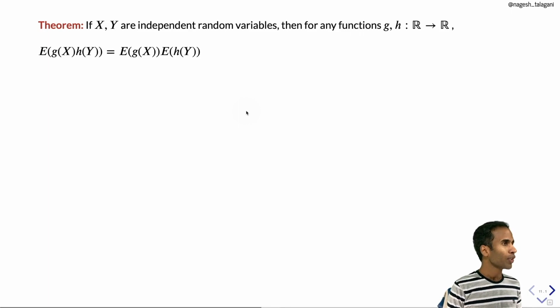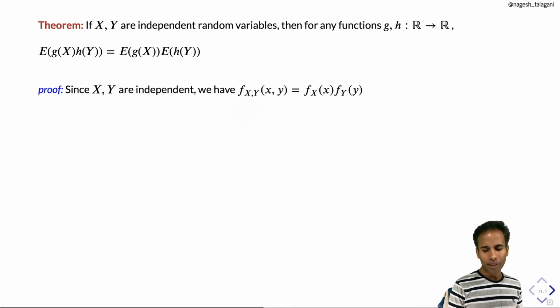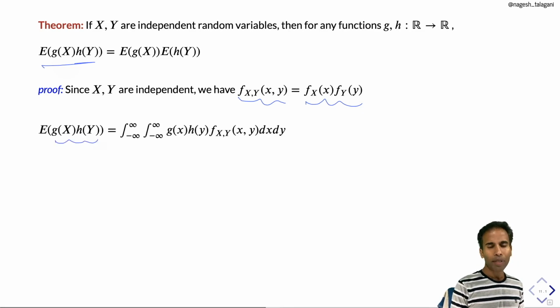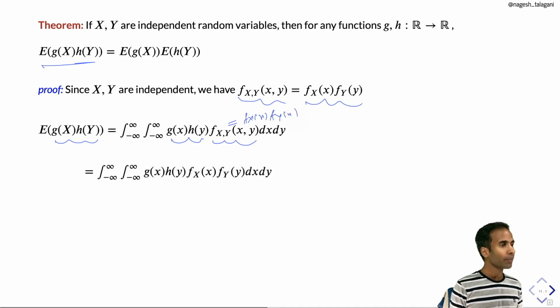Here, first of all, x and y are independent. That means the joint PDF equals the product of the marginal PDFs. Now let me start with the left hand side. The expectation of g of x times h of y is what? By definition, the double integral of g of x h of y f of x y dx dy. Now we can replace this joint PDF with the product of marginal PDFs. Then this integrand we can write as a product of two functions. One is a function of x alone, the other is a function of y alone.